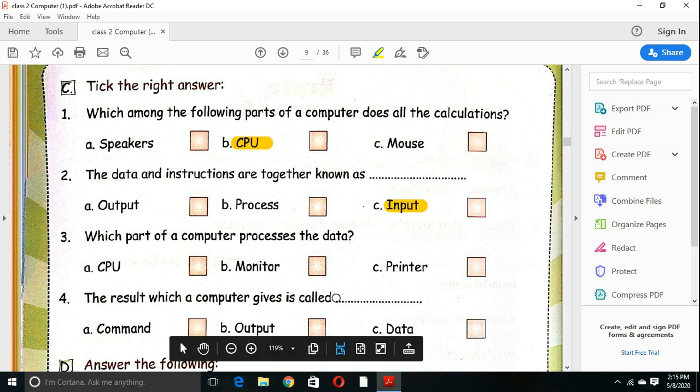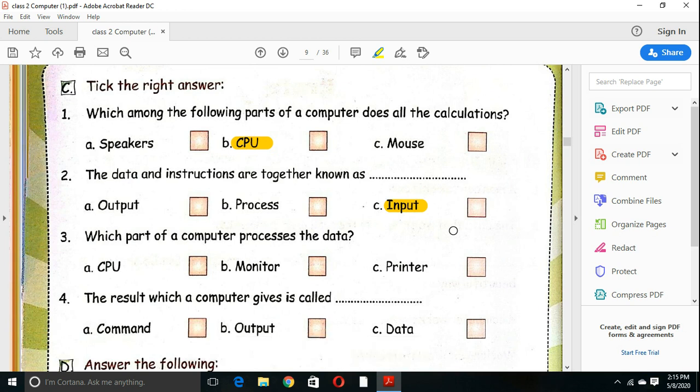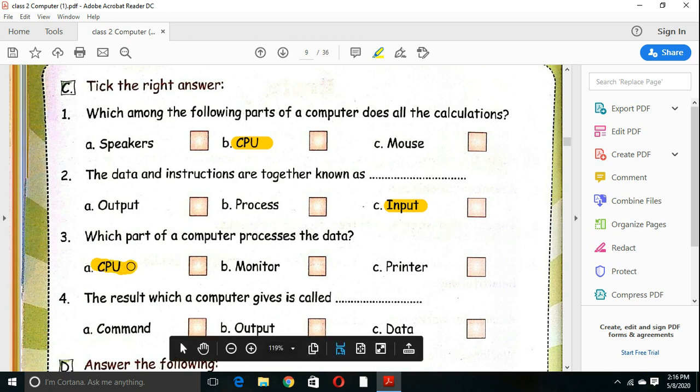Next we have: which part of a computer processes the data? Now, which part of a computer does the processing? We have three options: CPU, monitor and printer. We all know monitor is used to display the output, so this one is wrong. Printer is used to display the output on paper, so this is also wrong. So the right one is CPU.